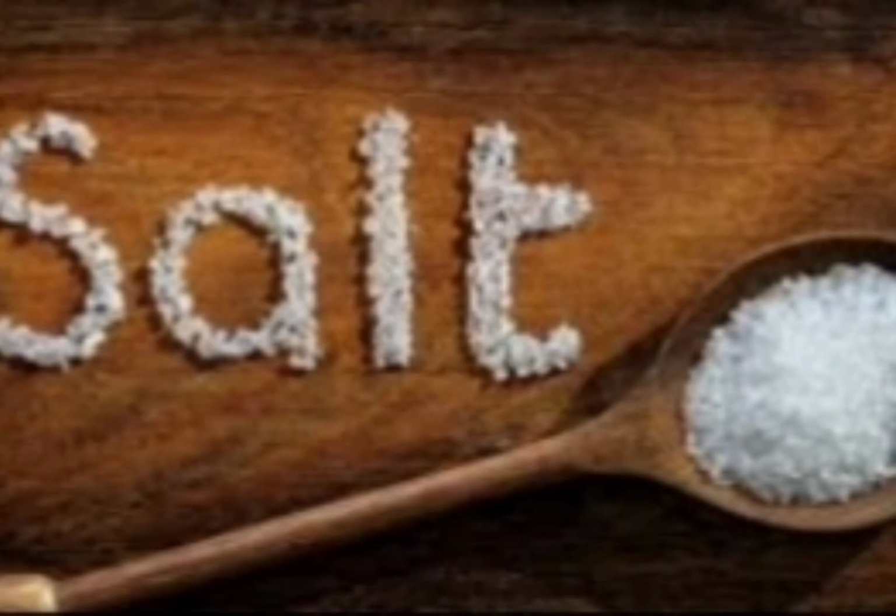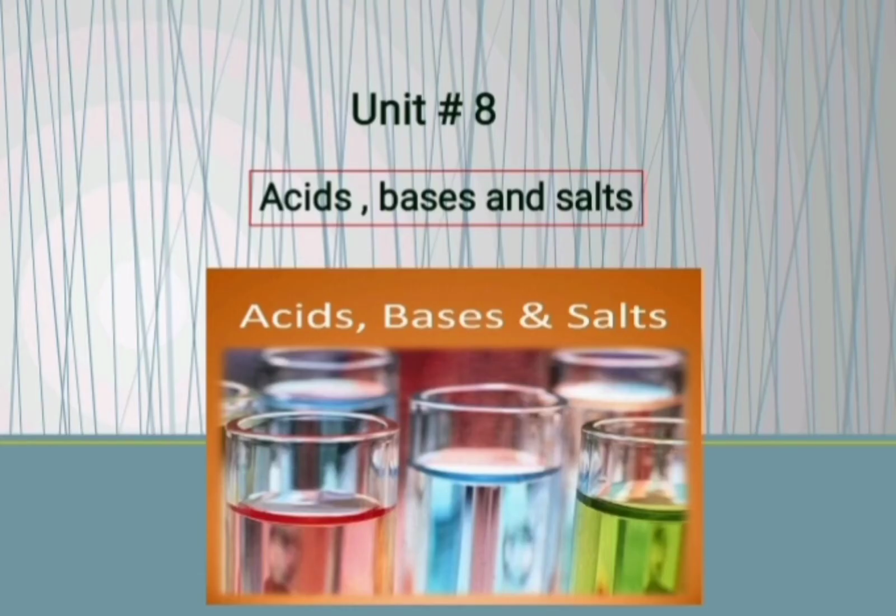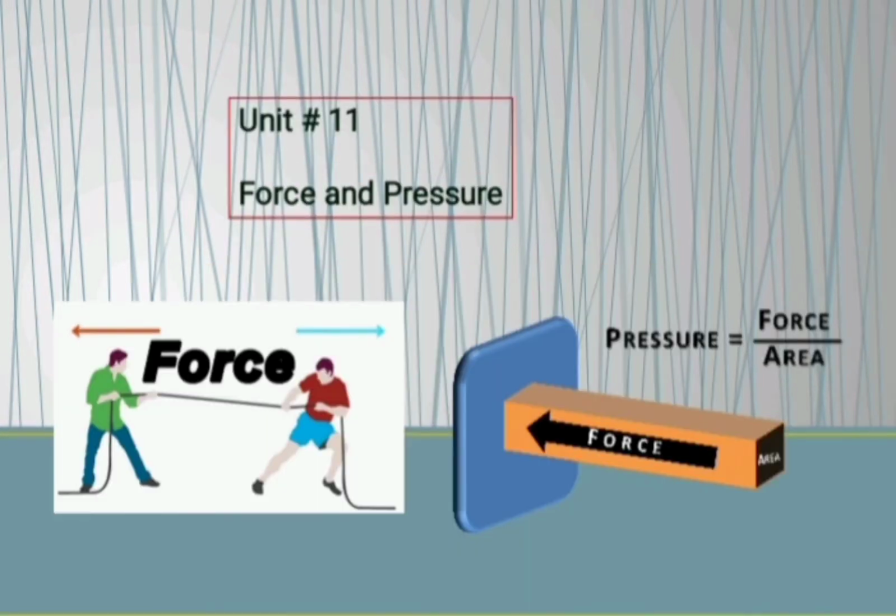There are so many uses of salts, such as sodium chloride. It is a common salt. It is an essential of our food. So in this chapter, we learned about the uses and properties of acids, bases and salts. Have you got it? Now the next chapter is Force and Pressure.